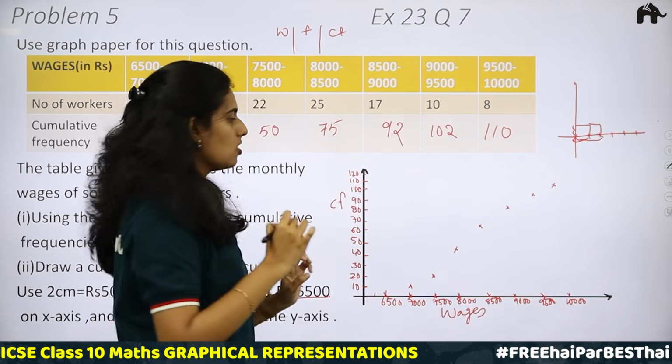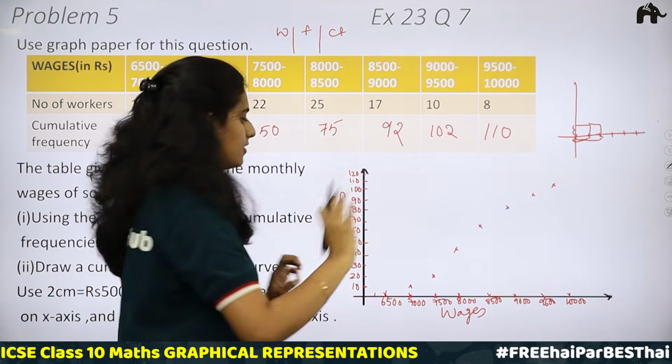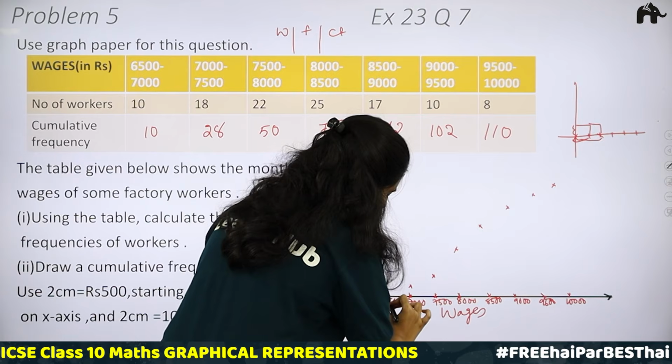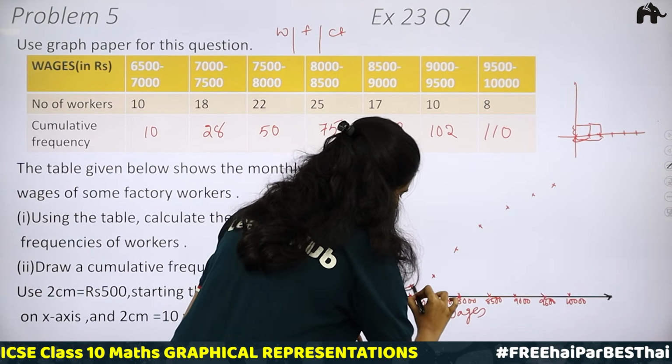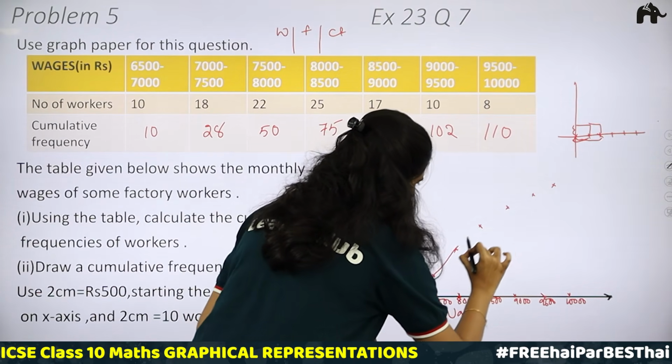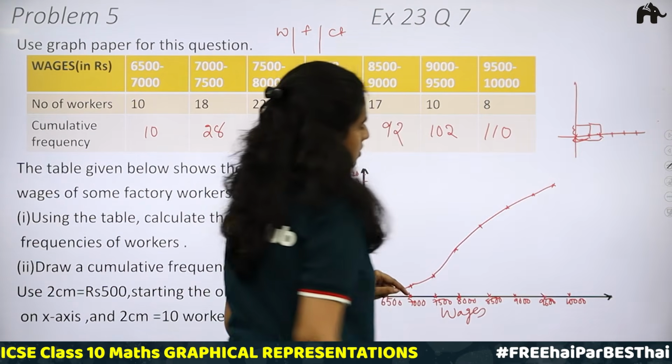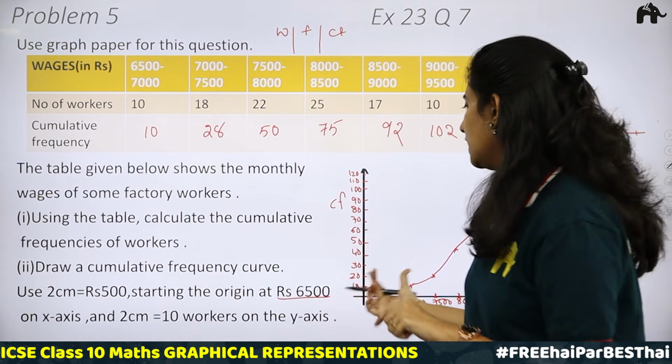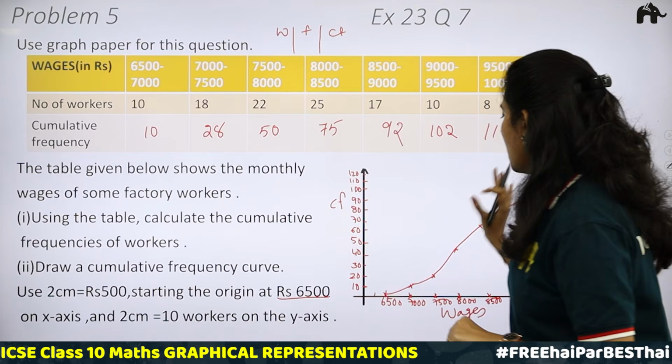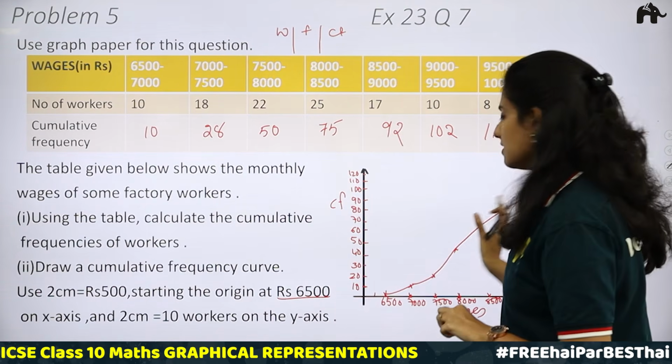Okay. Now join all these points. Draw a freehand curve, starting from 6,500 to this point. So this is the required cumulative frequency curve. Understood how we have drawn this?